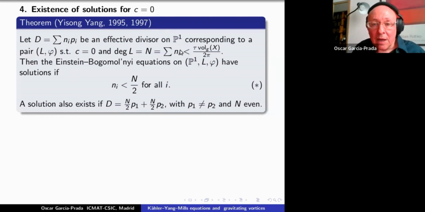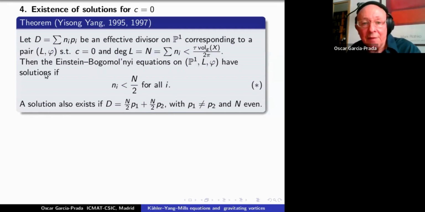And so the first assumption that you have to make necessarily is that you need to solve the abelian vortex equations, that is, that the Chern class is bounded by this tau times the volume of X. Here X is P1. Sorry about that, but X is P1.